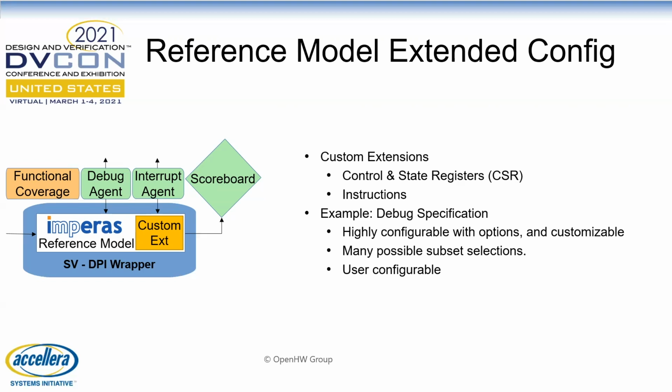A good example of this is the inclusion and support of the debug specification, because the debug specification is highly configurable in terms of its potential implementation. The customized behavior of the debug specification can be described in a side file, which is bound to the base model for this custom integration.